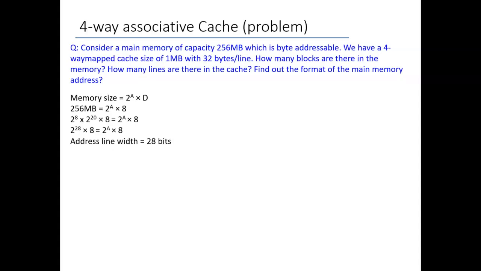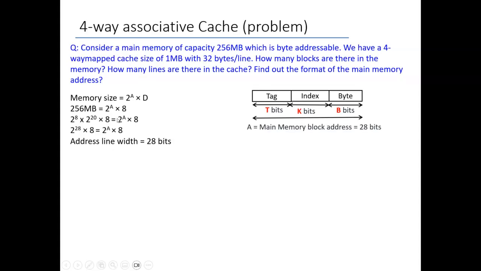Very good. Okay, now we have this A, the main memory block address. So this is actually not 25 bits. We need to find D, we need to find K, and we need to find T. Now we need to find the number of main memory blocks. How many main memory blocks will be there? Can you tell me what will be the formula?